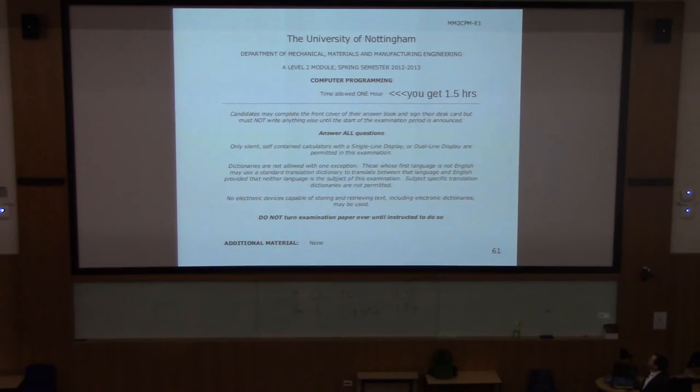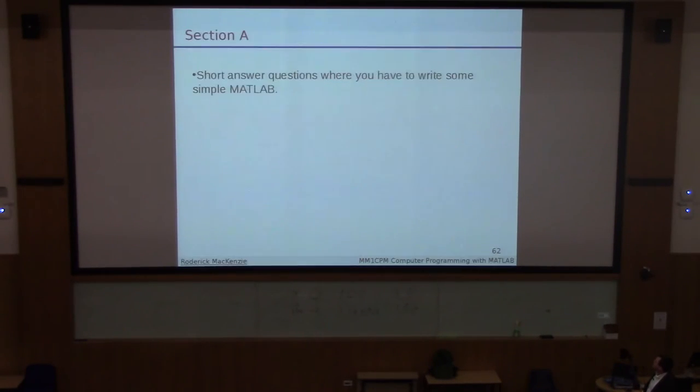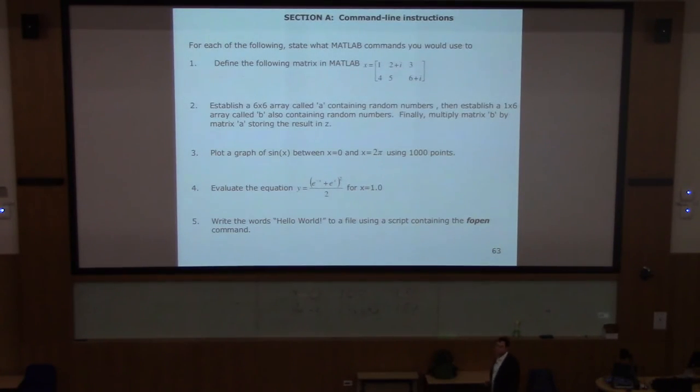Right. So this is the exam paper. 1.5 hours, even though it says 1 hour, and this is how it goes. Section A is basically a giveaway section, okay? I literally give you marks for being there. It's that simple. I ask you some really simple one-line questions. For example, define this matrix in MATLAB. You go x equals brackets, 1, 2 plus i, 3, semicolon. You've done this before. You've got 10 marks in the bag there.